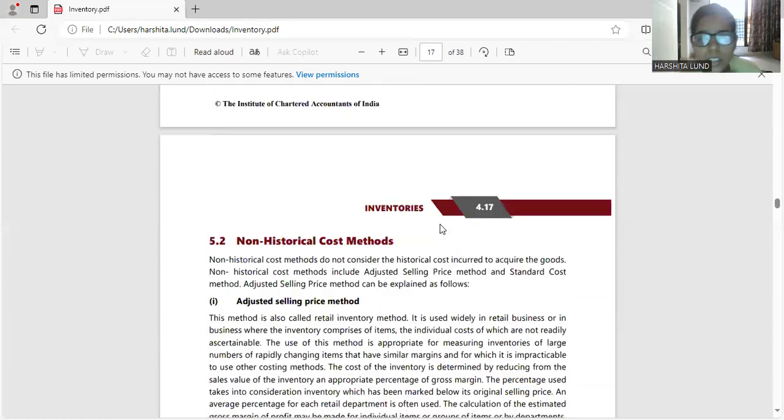So this is one of the scoring areas. It just requires practice, and once you have read this, there will be no queries. At the end, we'll cover the practical part in the next lecture.